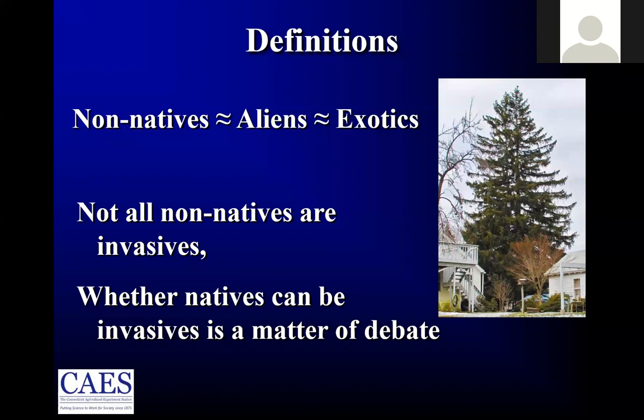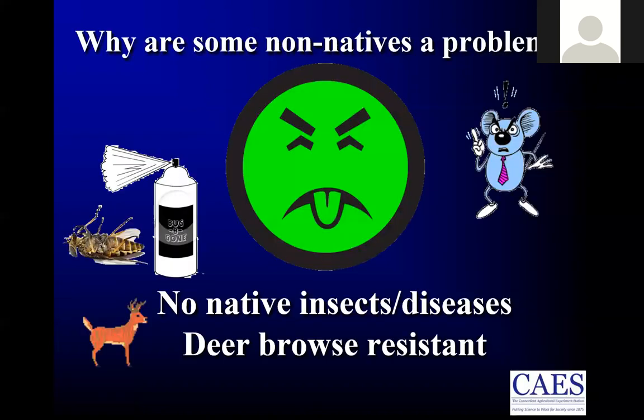And whether or not natives can be invasive is a matter of debate. I personally think to be invasive, you have to be non-native. Some natives can have invasive-like benefits or problems with them. And one of the questions people have is, how come some non-natives become a problem? How come they become invasives? Well, the big reason why is because nobody eats them.